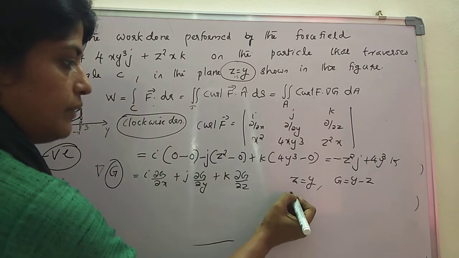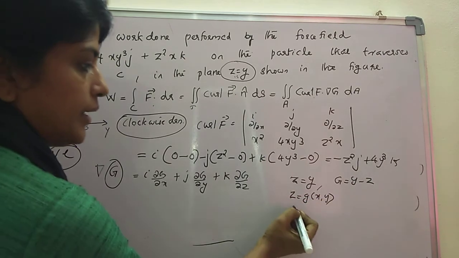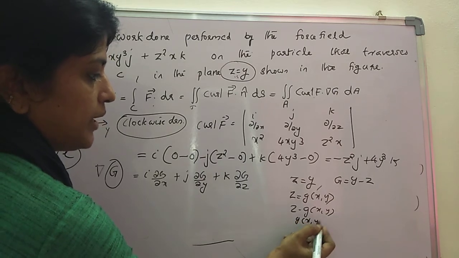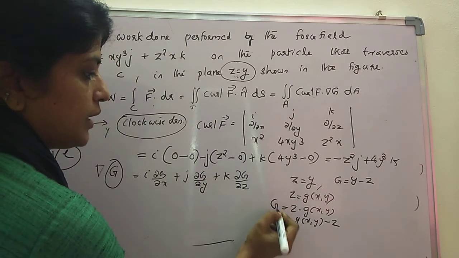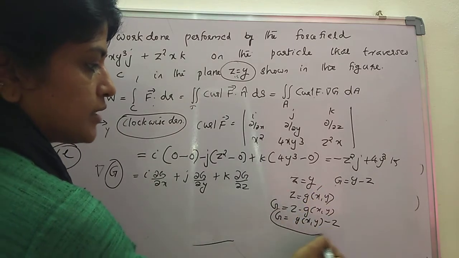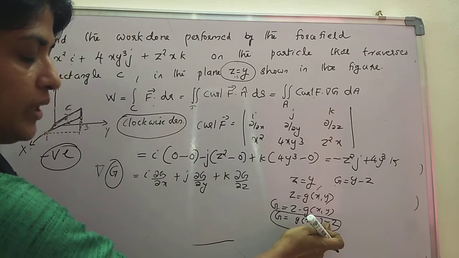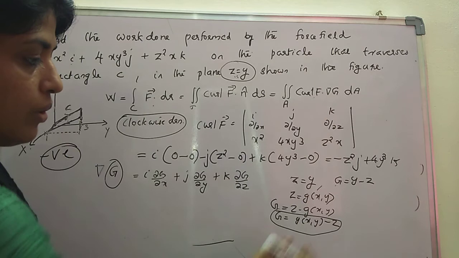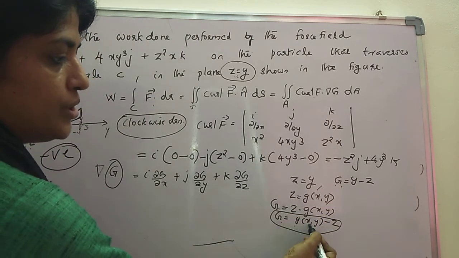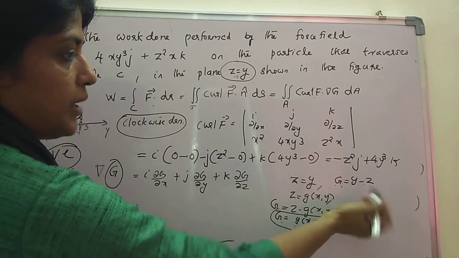You know that we are already denoting z as g(x, y), and we can take either z minus g(x, y) or g(x, y) minus z. In both ways we can represent g. But the reason we are taking g(x, y) minus z here is because the direction is negatively oriented, or in the negative z direction, or clockwise. So that is why we are taking g = g(x, y) minus z. Here g(x, y) is y, so g = y minus z.